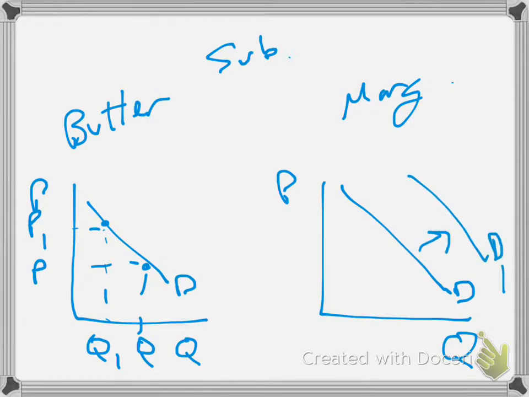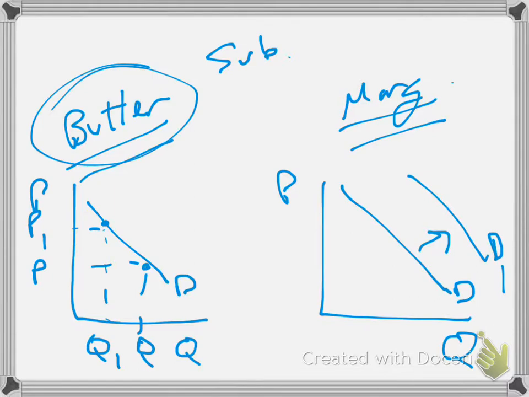It will increase. So the rule, there's an alliteration here. If the price of butter increases, the demand for margarine will increase. Substitutes go in the same direction. When this is more expensive, people want this. When butter's less expensive, people will not demand this.